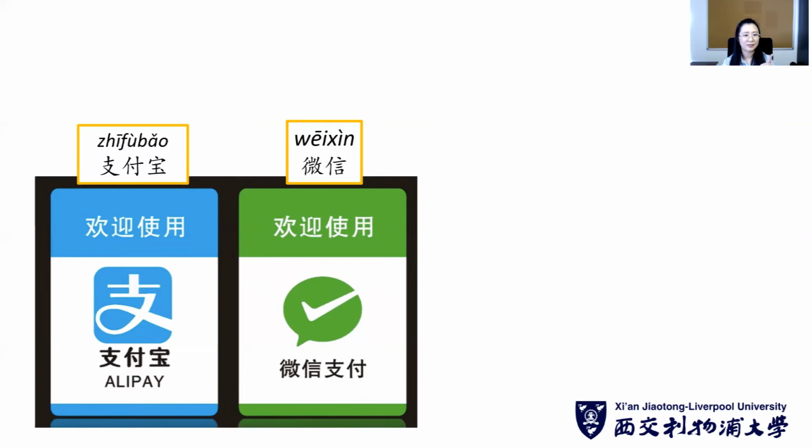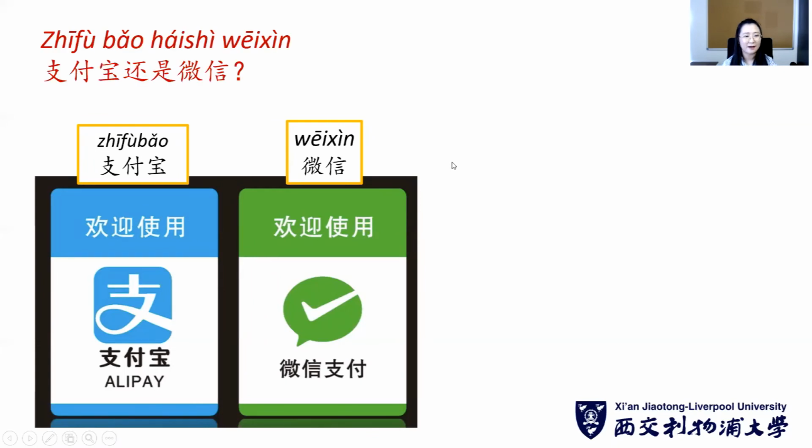So can you make the question? Alipay or WeChat Pay? Yes, very easy. 支付宝还是微信? If you want to use Alipay to pay, you just say 支付宝. Then you will hear one of two sentences.